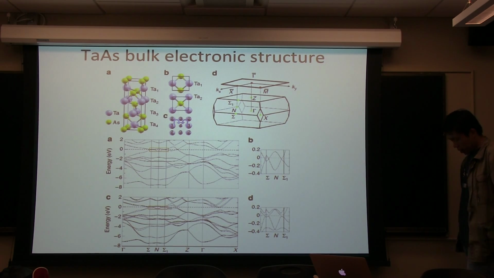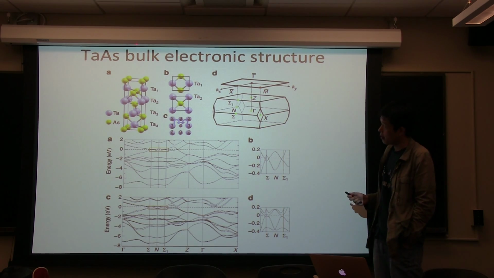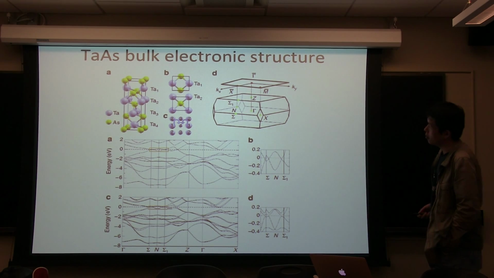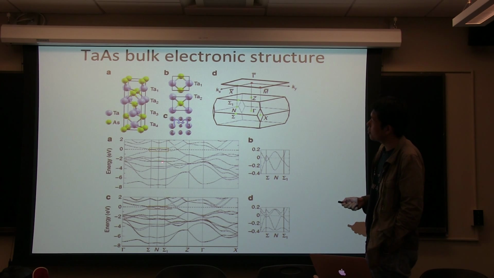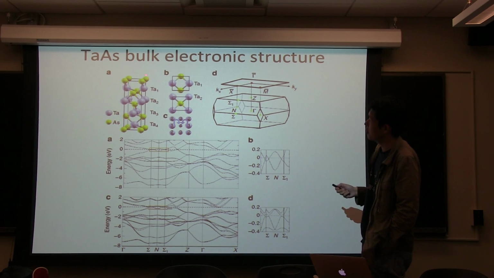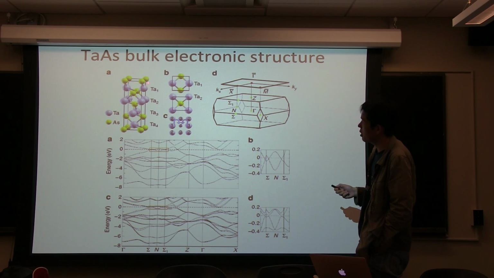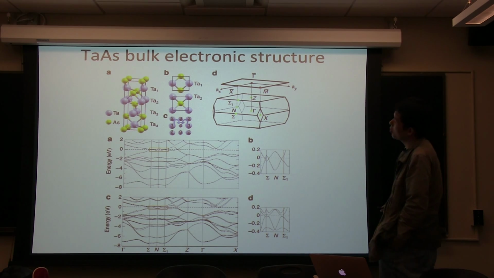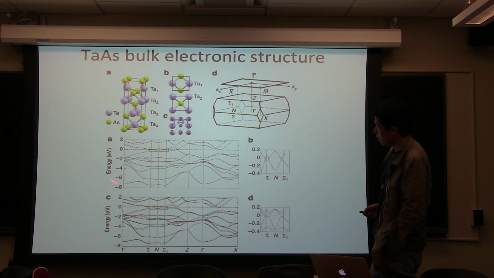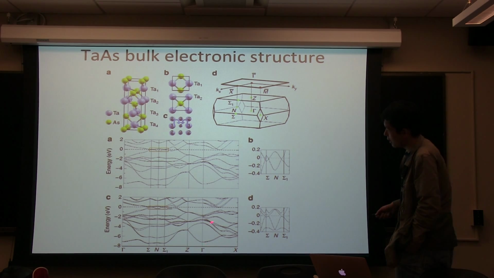So now, let me talk about the theory part, TaAs being a Weyl semimetal. The crystal structure of tantalum arsenide is tetragonal, and if you look along the 001 direction, each layer consists of only one type of atom, and they form a square lattice. But they stack in a way that the crystal itself breaks inversion symmetry, as you can clearly see from this unit cell.